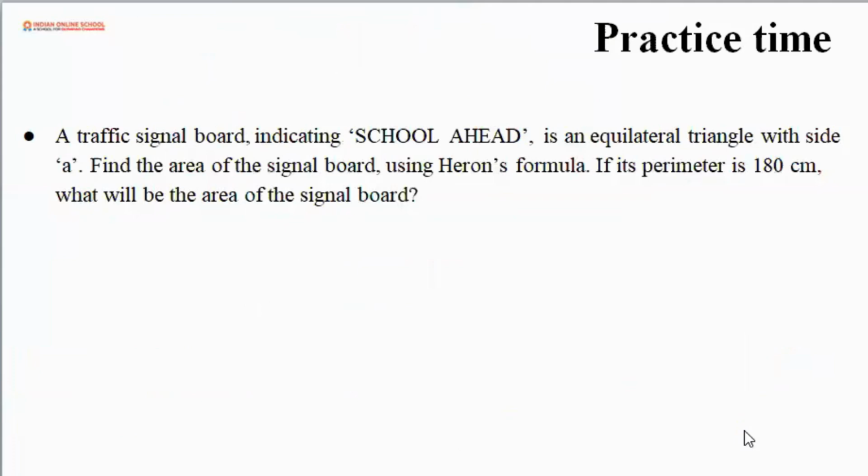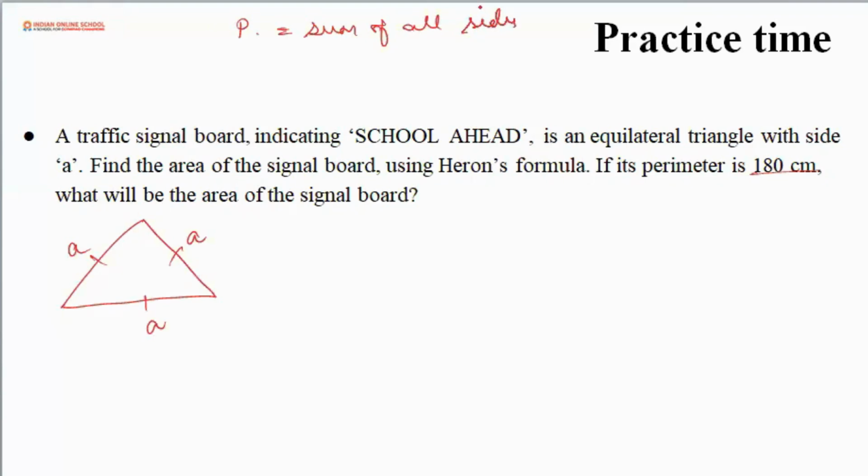Now the next question is about the traffic signal. A traffic signal board is in the shape of an equilateral triangle. Equilateral triangle means all sides are equal, and the side is a, which is already given to us. The perimeter is given as 180. As we know, perimeter means the sum of all sides, which is a plus a plus a, so 3a is equal to 180.